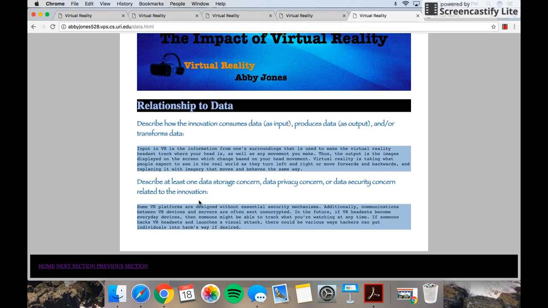And in the future, if virtual reality headsets become everyday devices, then someone might be able to track what you are watching at any time, which would not be good for a multitude of reasons. And also, if someone hacks a VR headset, they could launch a visual attack, which could cause a lot of individuals to be in harm's way if that happens.